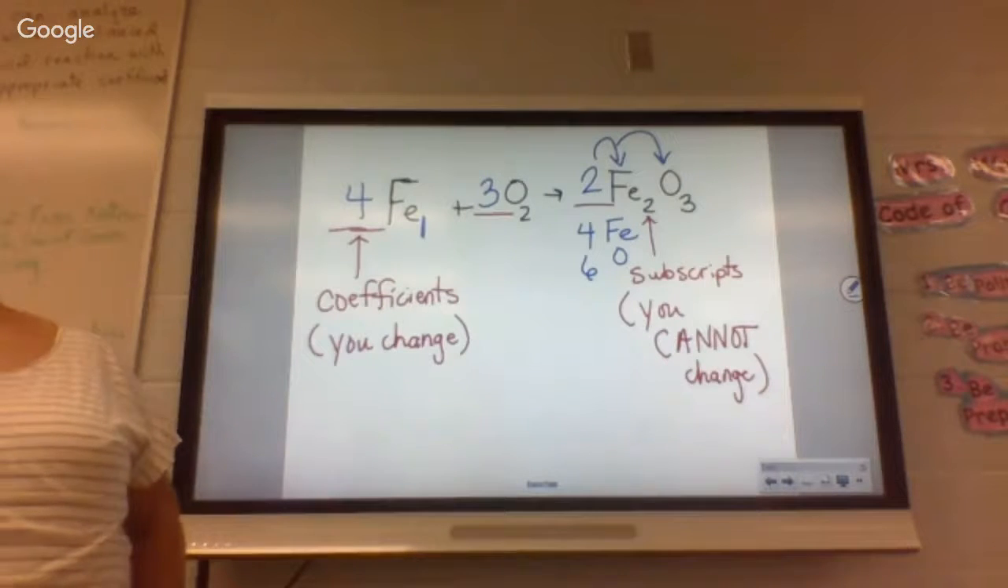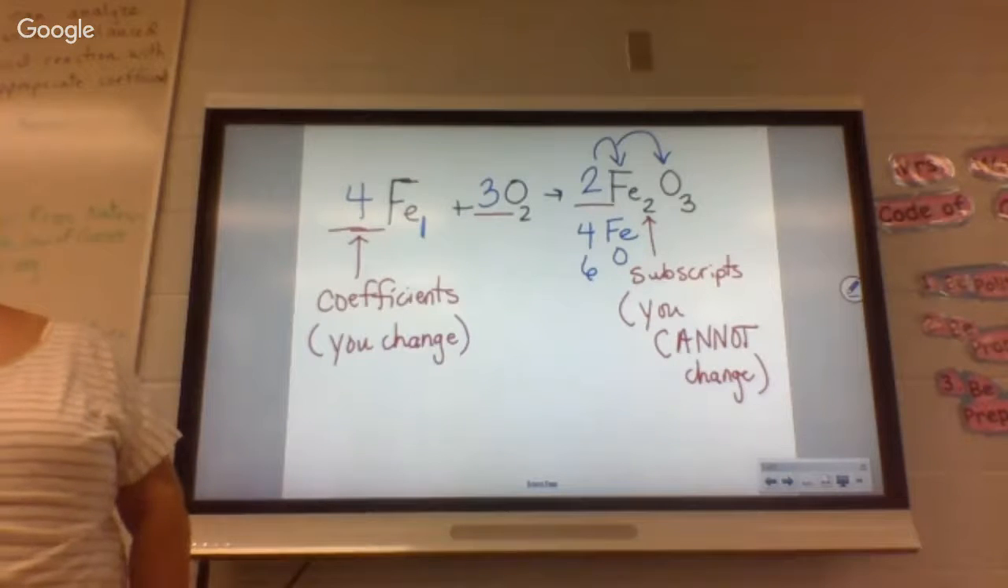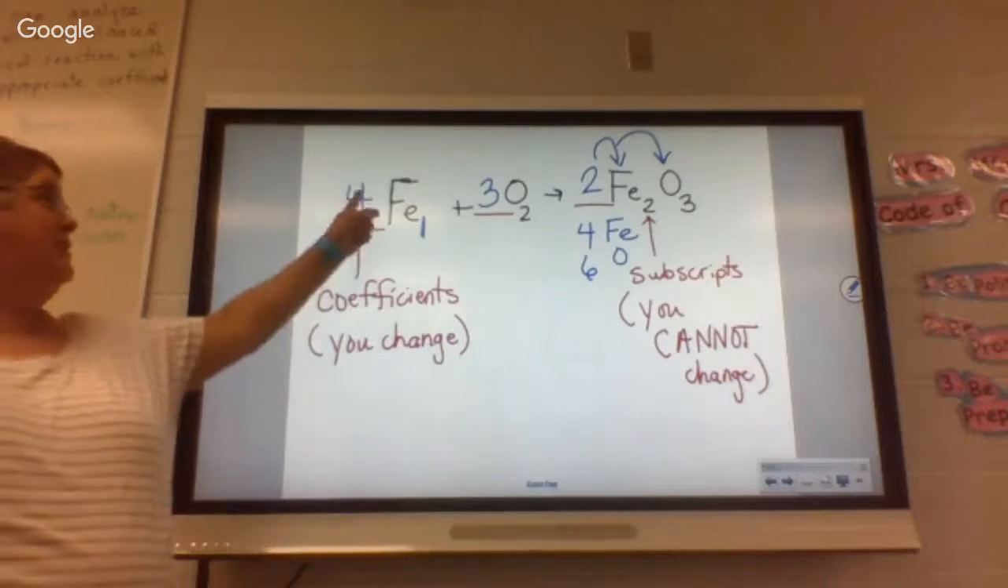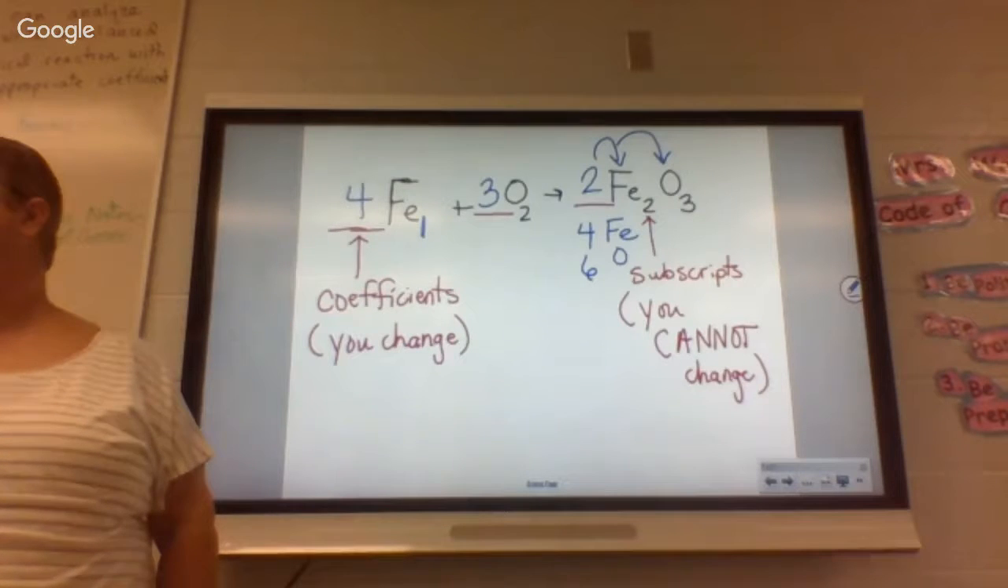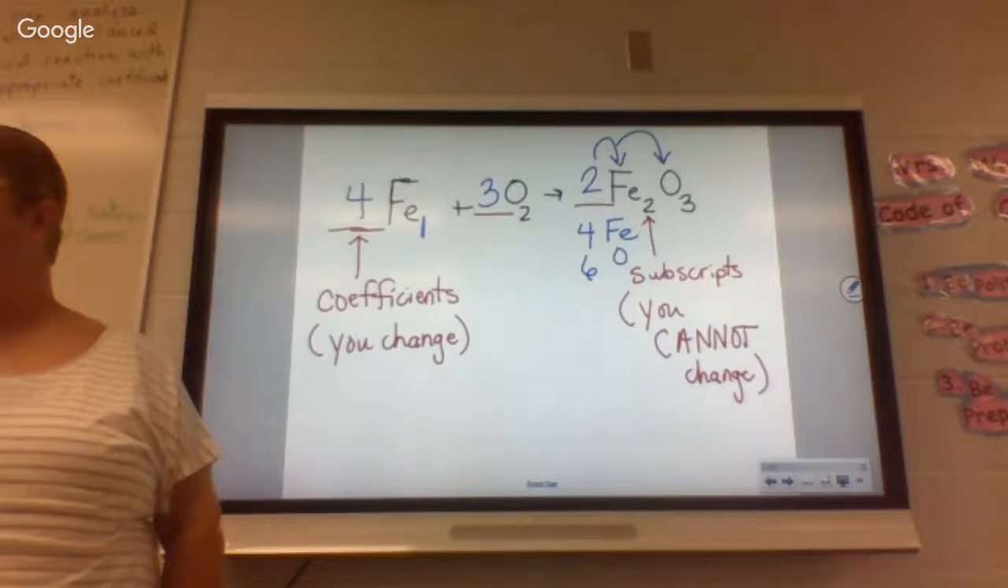So you only distribute the ones that have 2 elements in the product, and you put a coefficient in front of it. See, this has nothing to distribute because it's only Fe. I'm going to do another one where it distributes. All right, does everybody have what they want?